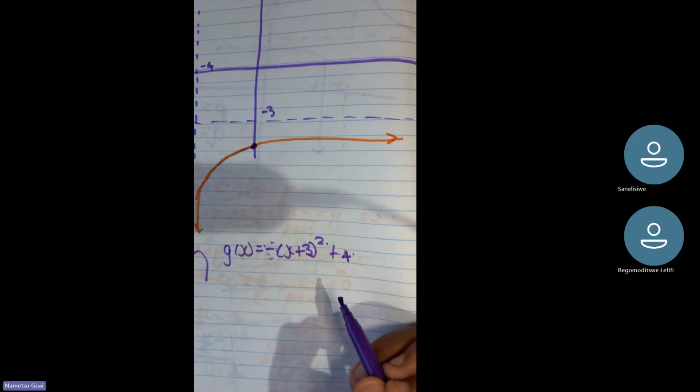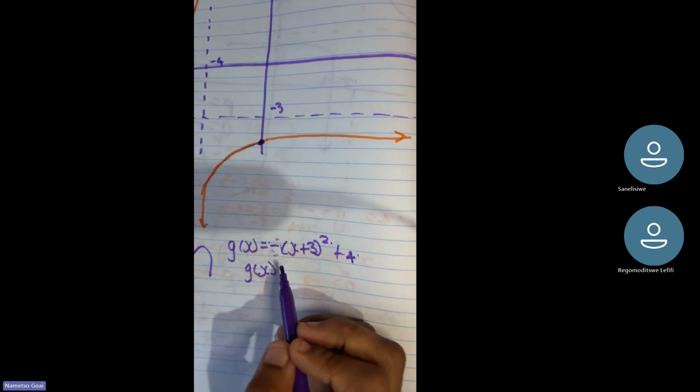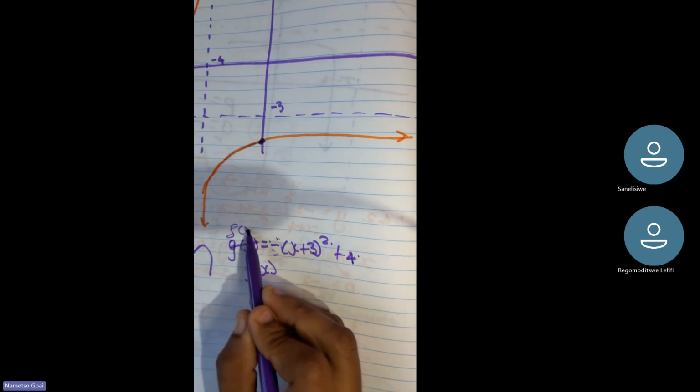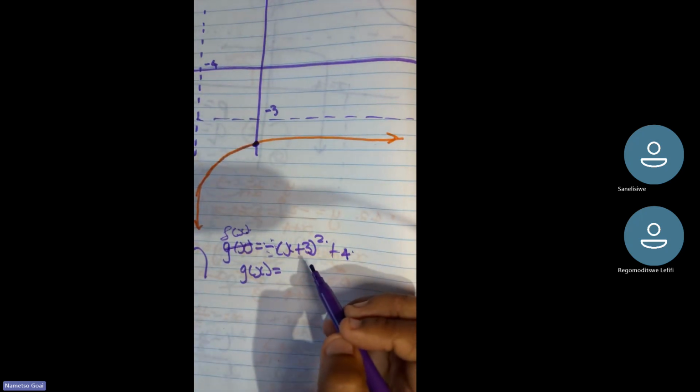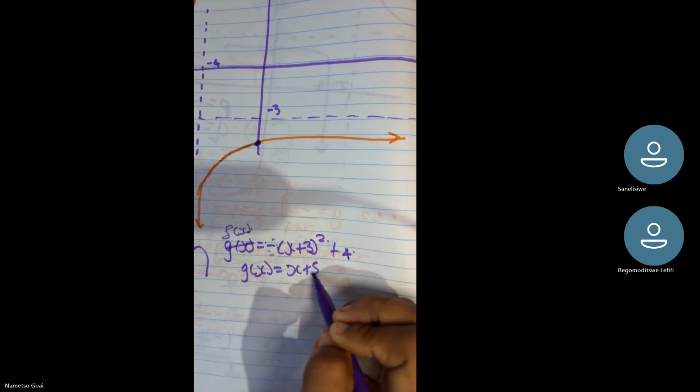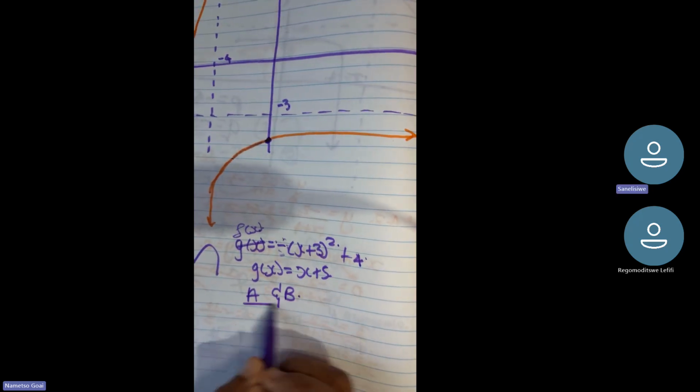And then we have a straight line, g of x. Wait, this is f of x, sorry. G of x, we have it as x plus 5. Okay, fine. So we have these two, and then we have points of intersection at A and B. What we know about the points of intersection is that at A and B, those two graphs are equal, right? That's what happens at the point of intersection. Where we intersect, it means we're equal at that point, right?